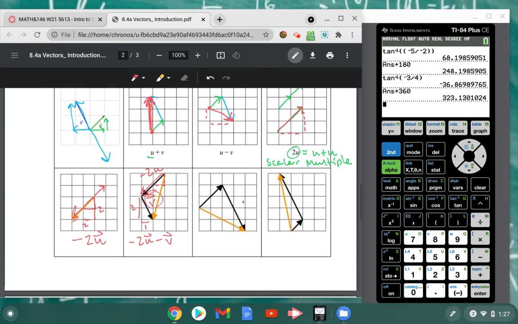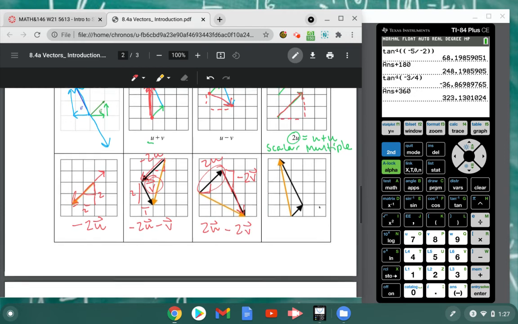Okay, next one. This one has the same slope as u, so I know that this one's going to be a vector u. It has twice its length. So this one is 2u. This one has the same slope as vector v. It's pointing in the opposite direction, and it's twice as long. So this one needs to be a negative 2v. So this is going to be 2u minus 2v.